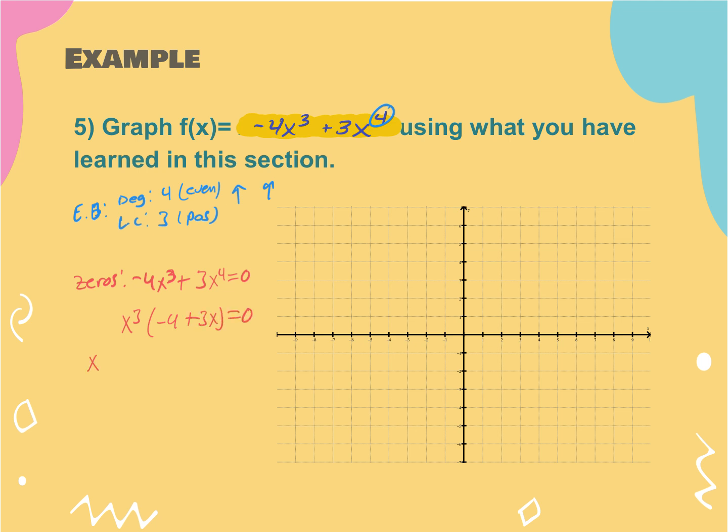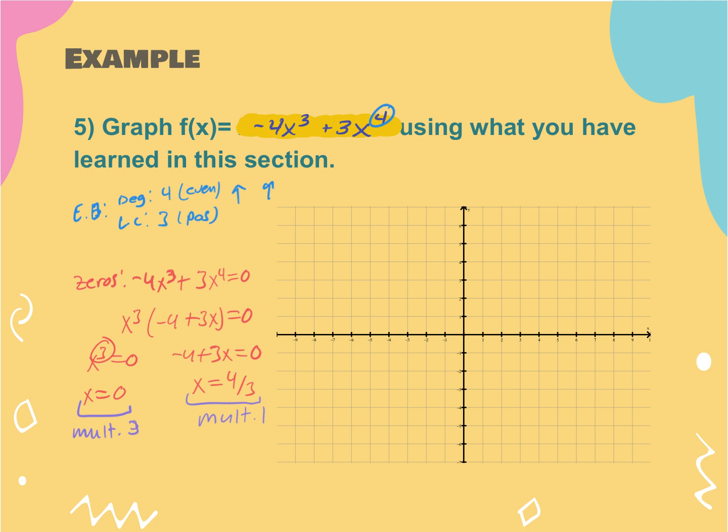Let's just set each of these equal to 0. So we get x to the 3rd equals 0, and negative 4 plus 3x equals 0. Here we get x equals 4/3. We just add 4 on both sides and then divide by 3. And here we get x equals 0, but we get x equals 0 3 times, because of that exponent of 3. If you cube root this, then the cube root of 0 is just 0, but we get it 3 times. So this x equals 0 is going to have a multiplicity of 3, but this x equals 4/3 is going to have a multiplicity of 1.